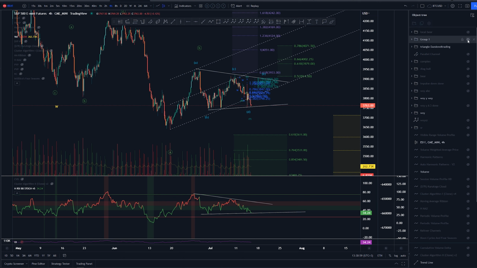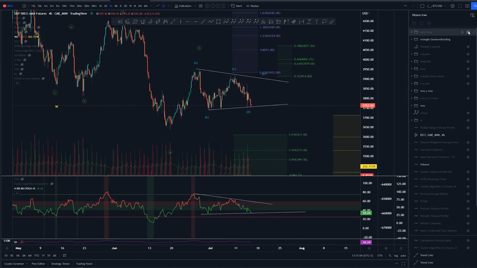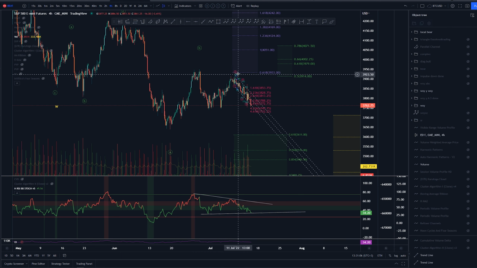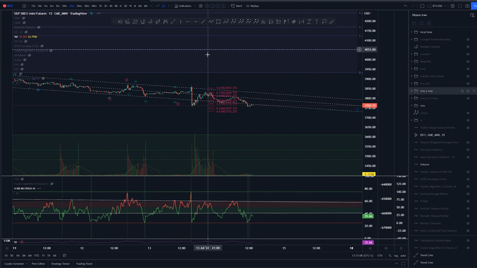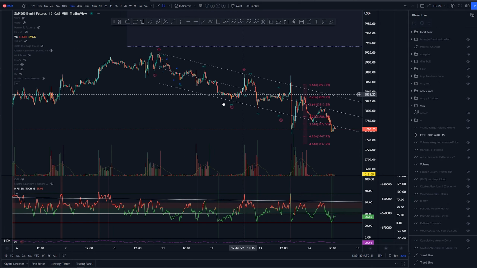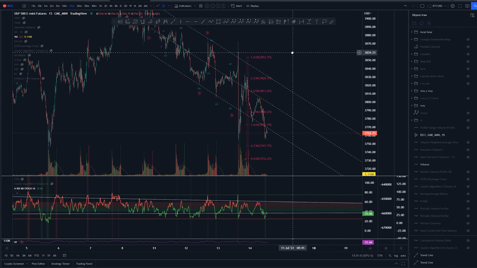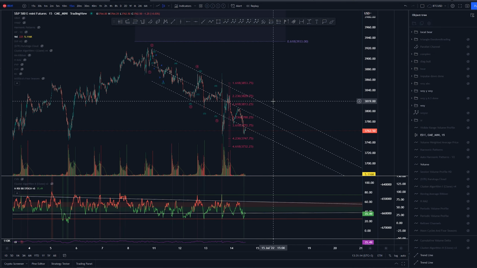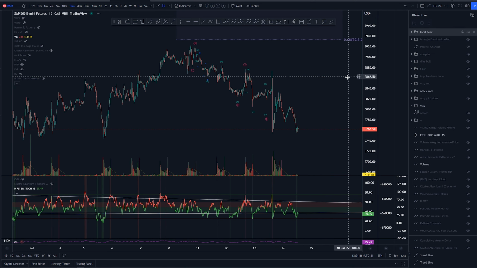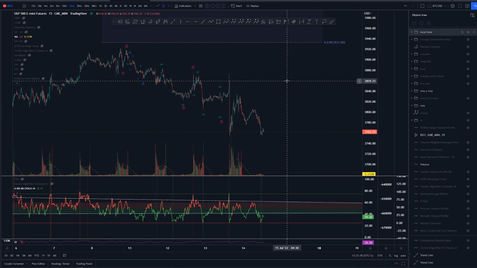What else did I have? I think I had the local bearish count here, so from these highs. Now I said that I had issues with this count overall having any kind of 5-wave impulse in place, and I still do have that issue.